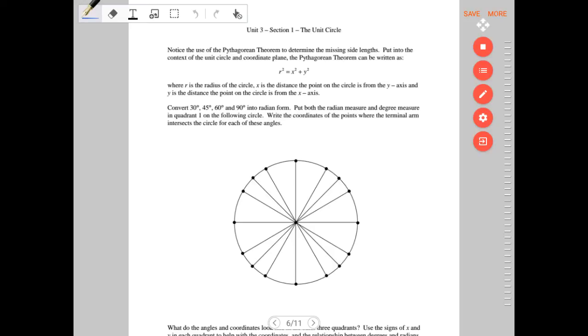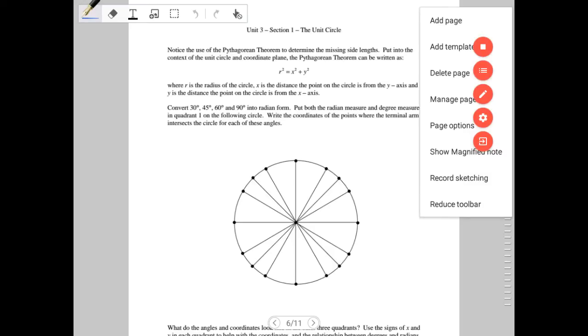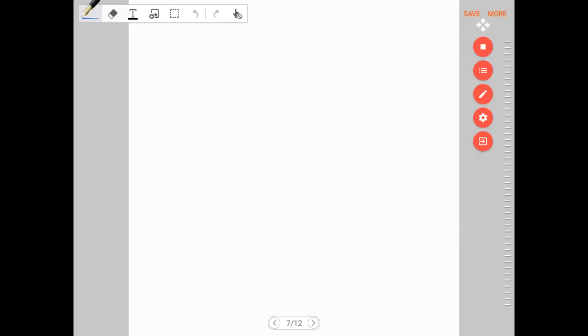Okay, so I'm going to add a page here because we're going to be doing some conversions. We want to convert 30 degrees, 45 degrees, 60 degrees into radian form. So remember that pi over 180 is equal to x over, in this case we're going to go with 30 degrees. So when we cross multiply and simplify, we get x is equal to pi over 6. Pi times 30 divided by 180. 30 divided by 180 is 1/6, so we get pi over 6.